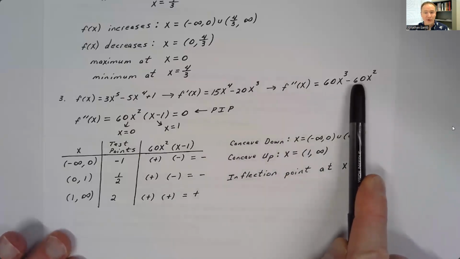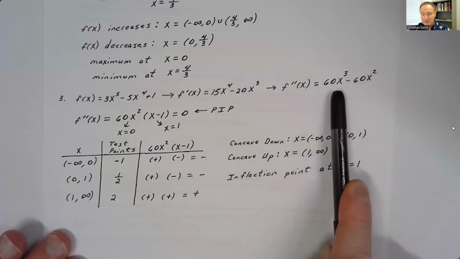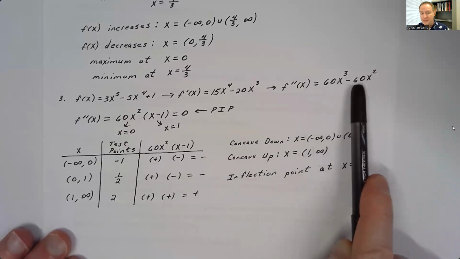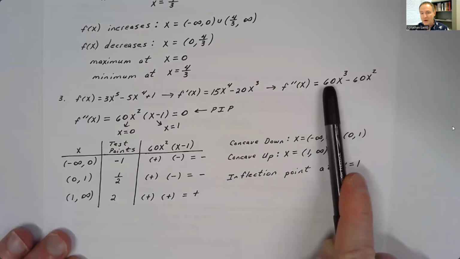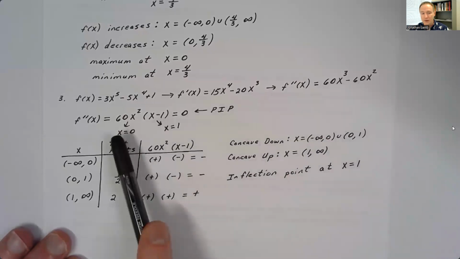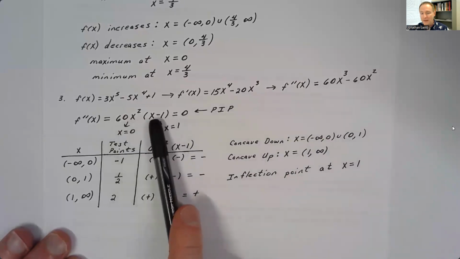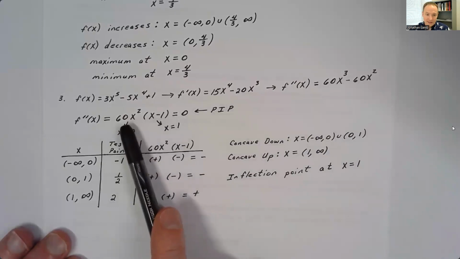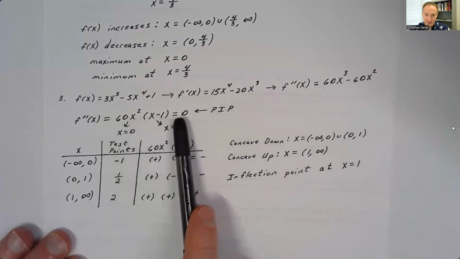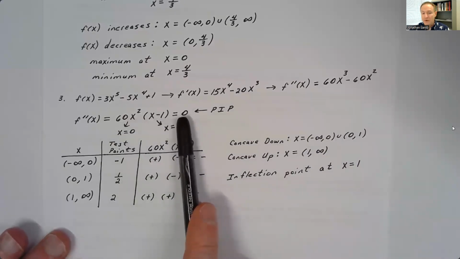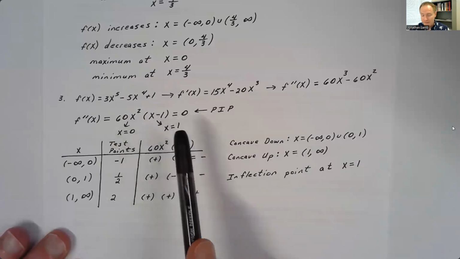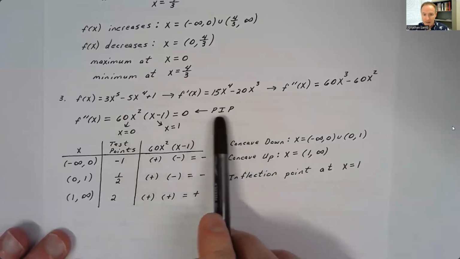And then at that point, just like I do with the first derivative sign test, you want to factor that second derivative so you can set it equal to 0. This one's easily factored. You can just say, well, they have a common factor of 60 and x squared. When I factor that out, I'll be left with x minus 1. Now, I know that 60x squared times x minus 1 can equal 0. When it does equal 0, that's going to be your possible inflection point. You'll see I named that a PIP.